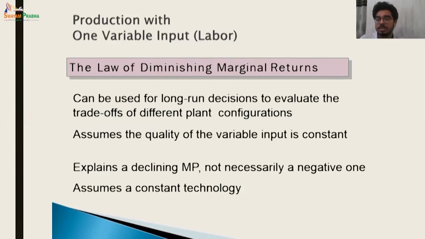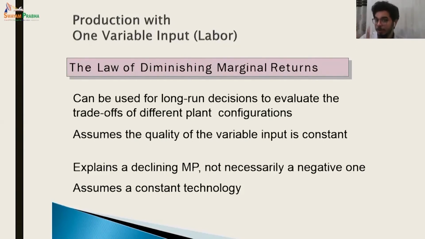So this law of diminishing marginal return can be used to take long run decisions, to understand how far I will hire labor or any particular input, and what will be the right mix beyond which I should not. So it can be used for long run decisions to evaluate the trade-offs between different plant configurations. That okay, fine, I know beyond 10 laborers or beyond 8 laborers it does not really help me. So if I need further production, I need to change the configuration of my plant, maybe I need to involve more capital here, right?